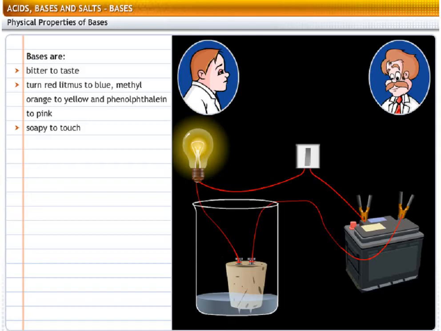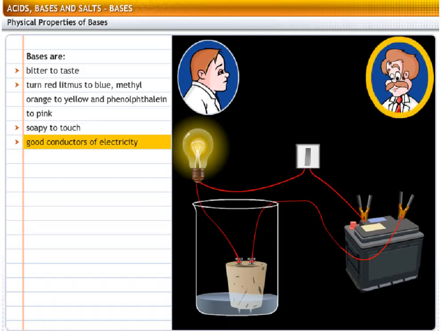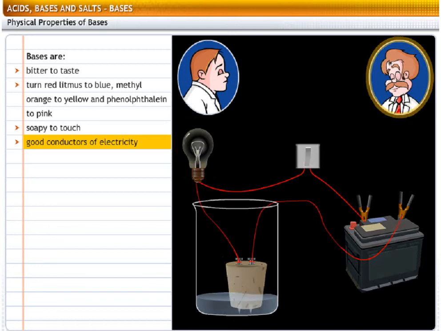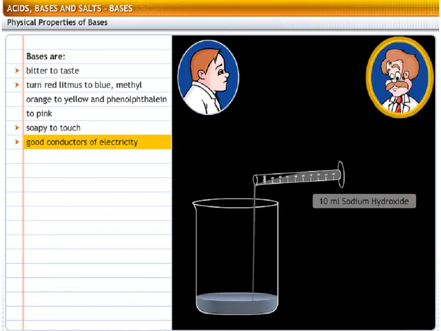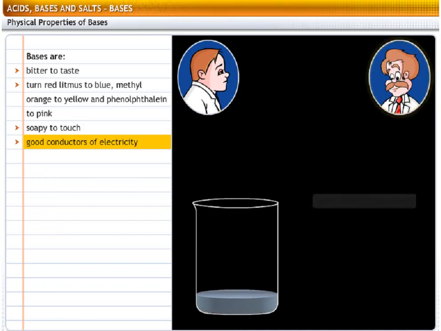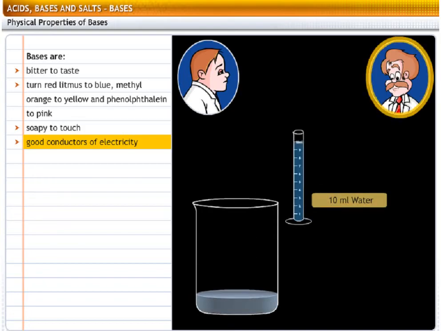What is this? Bases are good conductors of electricity in aqueous solution. In aqueous solution, they release ions which conduct electricity. To prove this, let's perform a small experiment. First, we take 10 milliliters of sodium hydroxide solution and 10 milliliters of water in a beaker.